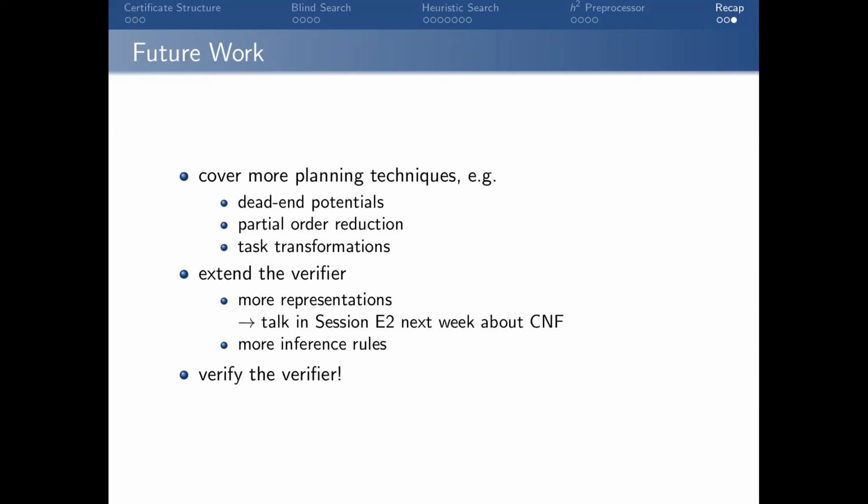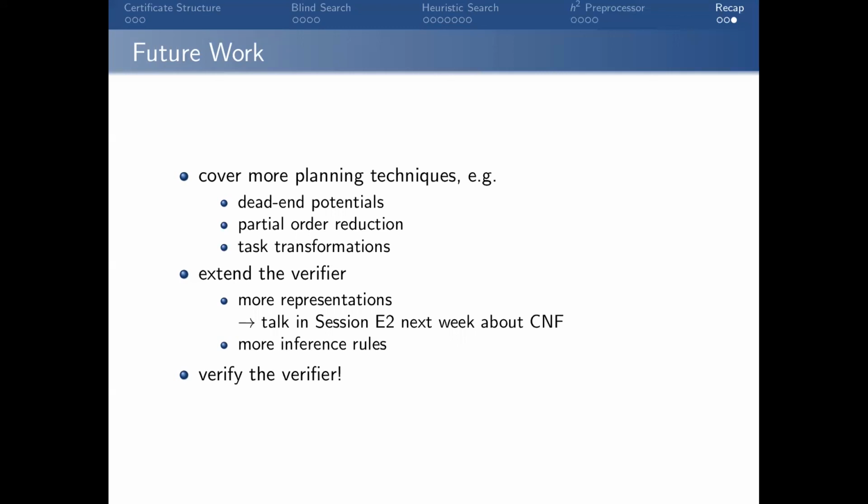Another thing that we did not really look into yet that would be very interesting is things like partial order reduction, symmetries, and so on, because they ignore parts of states that would be reachable, but we need to somehow argue why we don't need to care about them. And other forms of task transformations would also be interesting. Now, it can be that if we cover more and more planning techniques, at some point we notice, okay, this proof system lacks something to efficiently express what we want to express. Like, for example, with the dead-end potentials, maybe we just need a different formalism. So that is one thing that we can extend the verifier with.